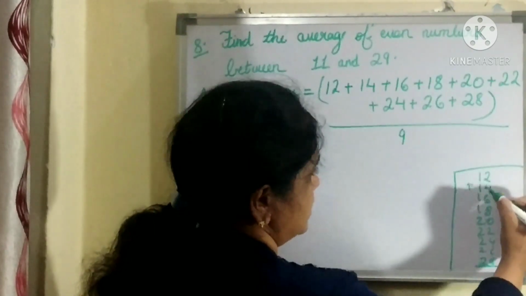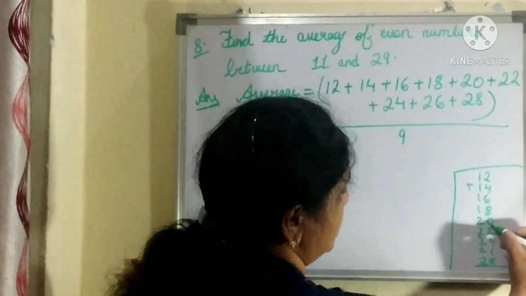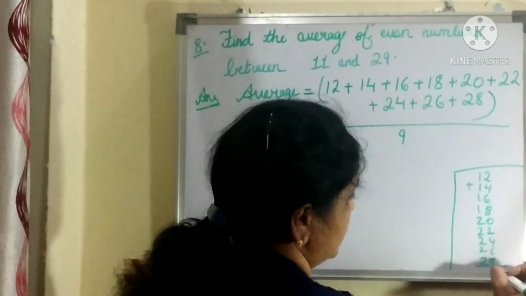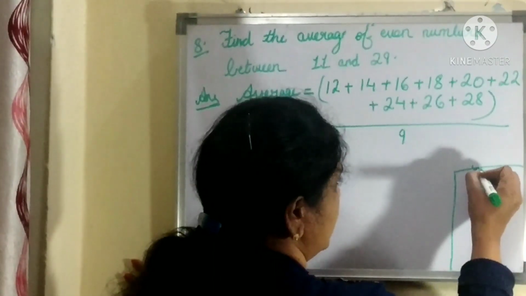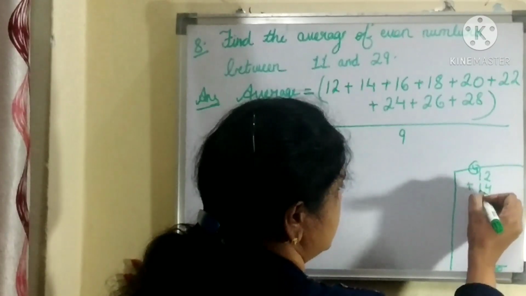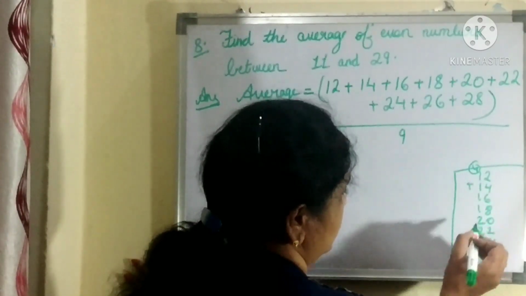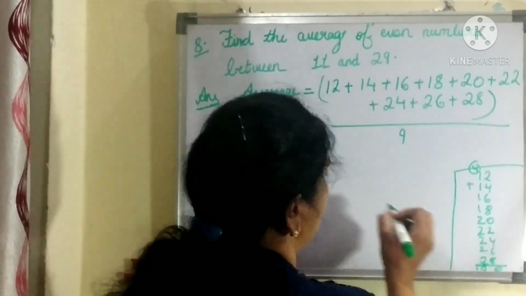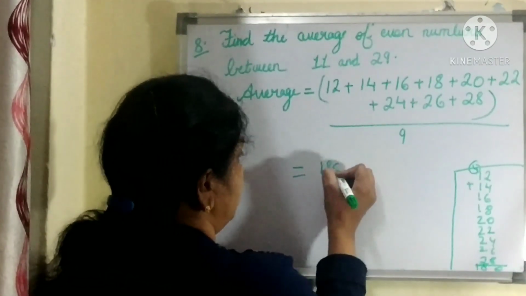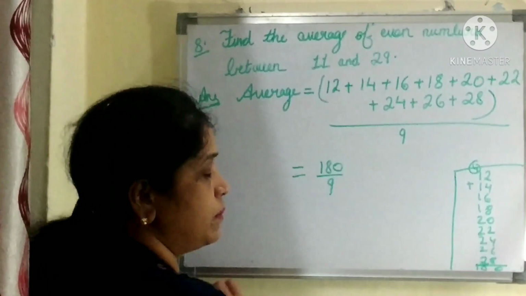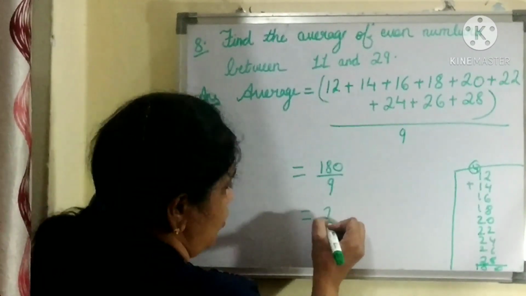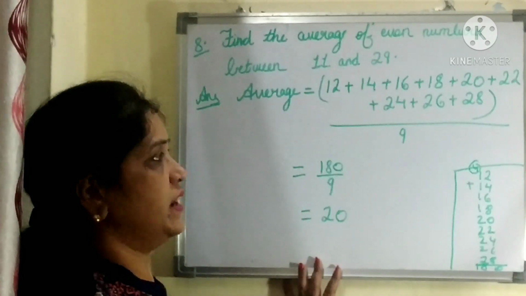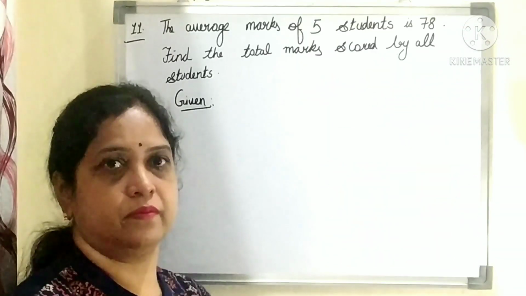Okay. 4 to 6, 6, 6, 12, 12 plus 8, 20, 22, 22 plus 4, 26, 26, 32, 32 plus 8, it is 40. 4 carry over, 4 plus 1, 5, 5 plus 1, 6, 6 plus 1, 7, 8, 8 to 10, 10 to 12, 14, 16, 18. So it came 180 by 9. Now when we divide 180 by 9, what will we get? I got 20. So 20 is the average of the even numbers between 11 and 29.